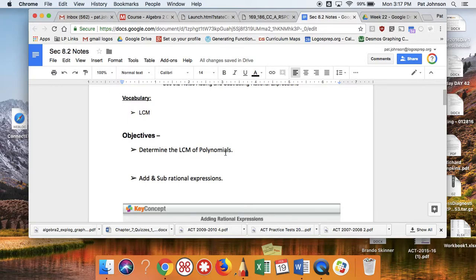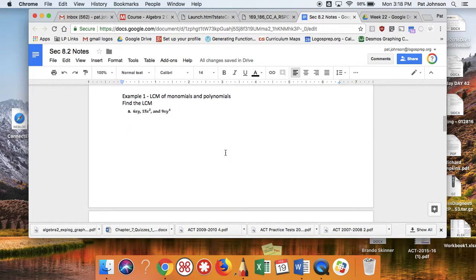We have to have the least common denominator. Basically it's the smallest multiple that both the denominators can go into, not divide by, go into. So our objectives are, first we're going to determine how to find the LCM of a polynomial. Then, once we do that, we're just going to apply fraction rules and add and subtract our rational expressions. So let's look at example 1.